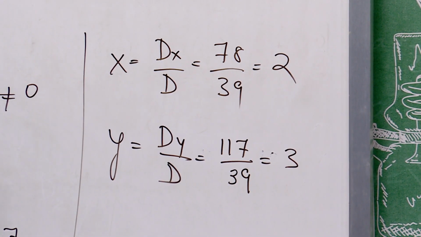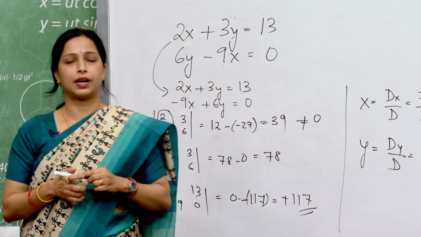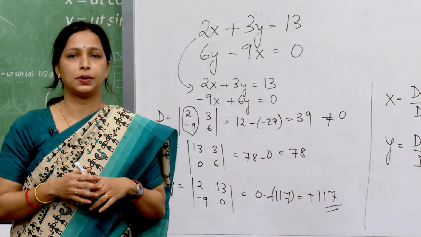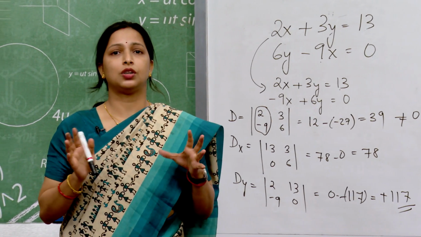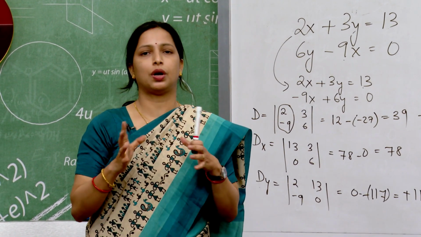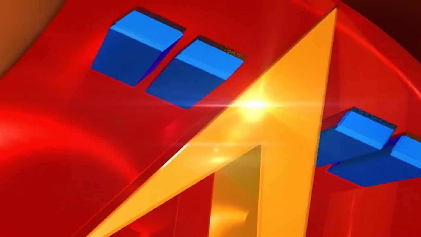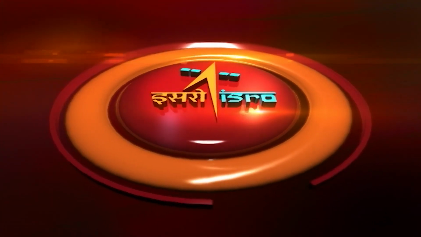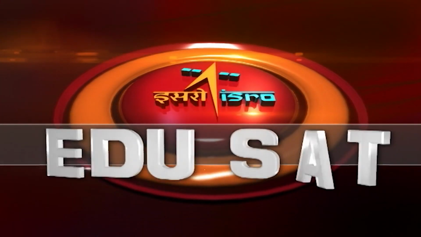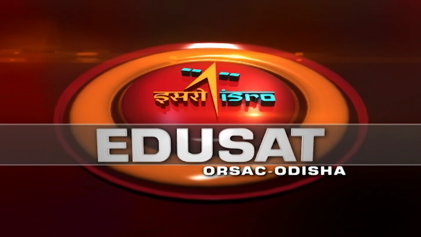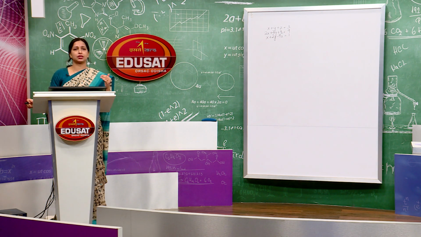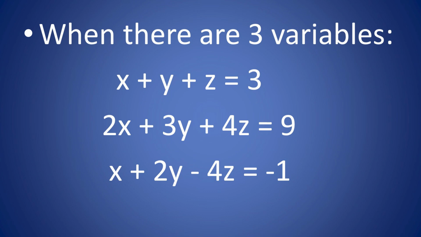So, this is how we can use Cramer's rule to find out the values of unknown variables when there is an order 2 determinant, right, when there are 2 unknown variables, say x and y. Now, let us try to use Cramer's rule to find out the values of 3 unknown variables. That means, where there are 3 equations, let us say consisting of x, y and z, right.